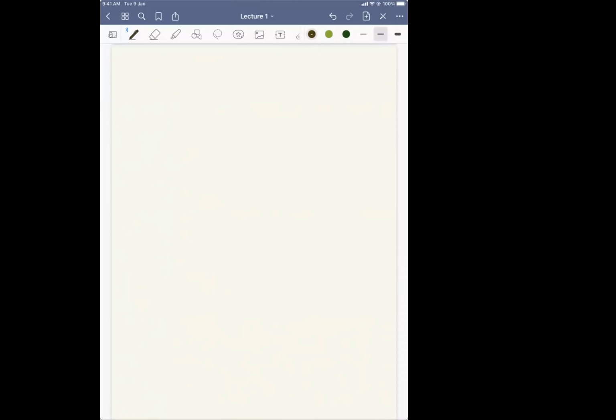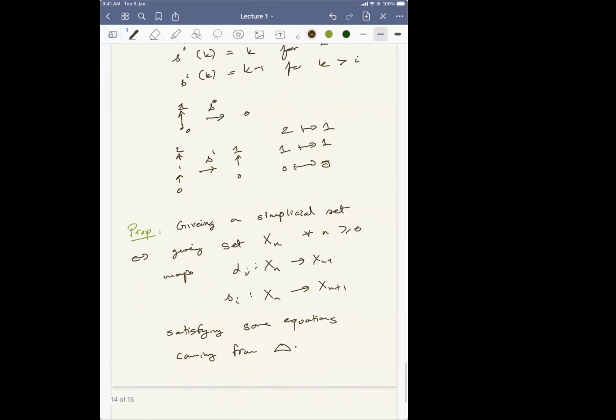Can you go to the previous page a bit? Yeah. Yeah, thanks.